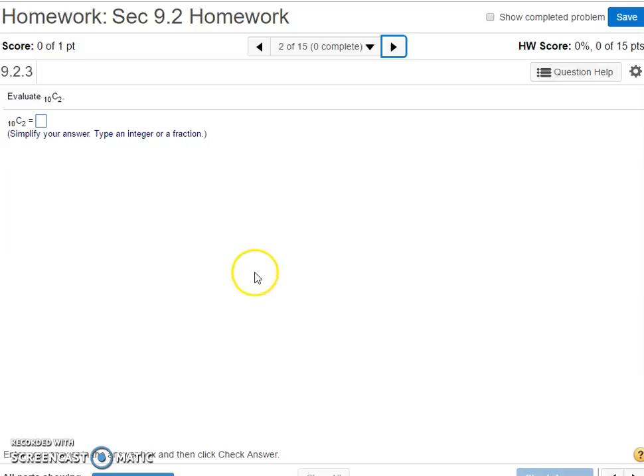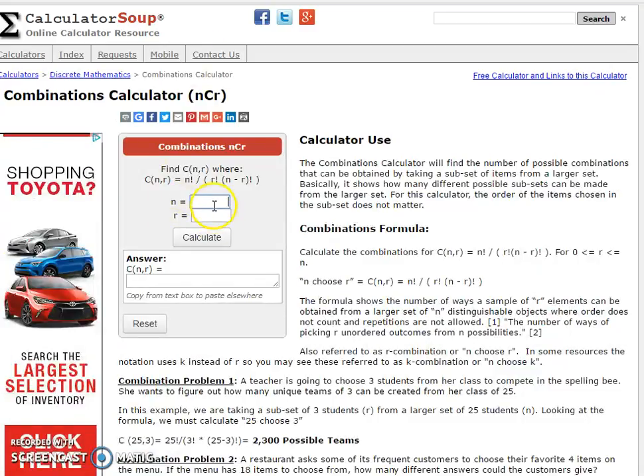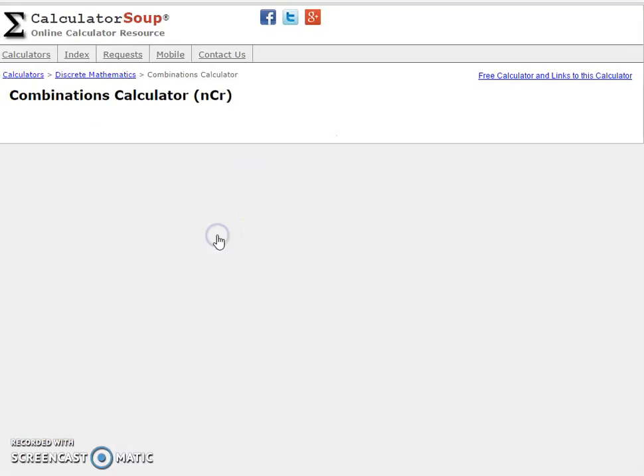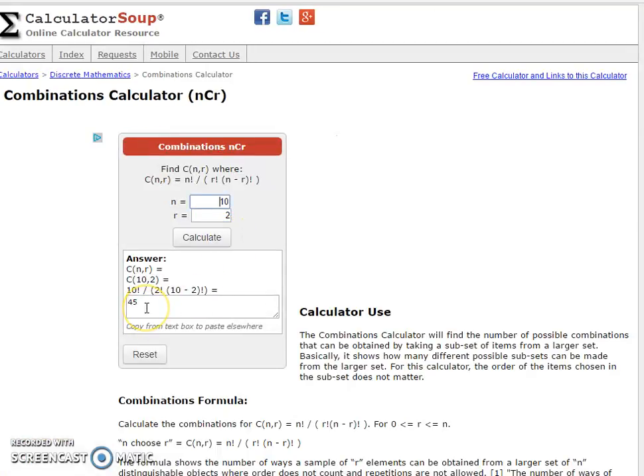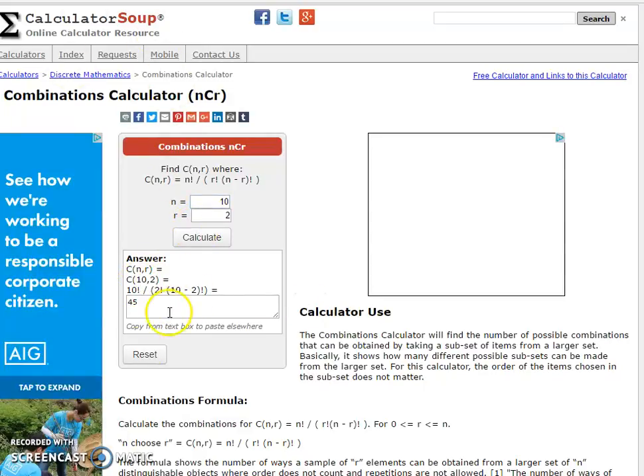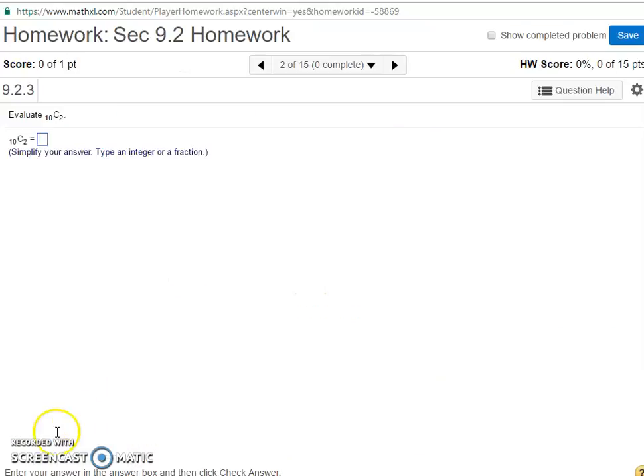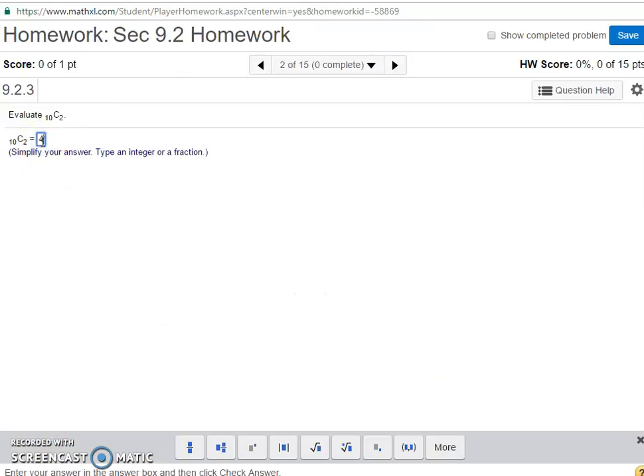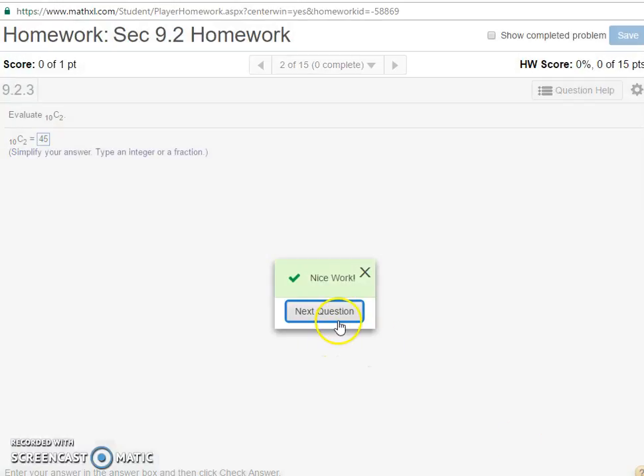A good combination calculator would be, so we need to do 10 choose 2. A good calculator would be if I go in here, for my n, I'm going to put my 10. For my r, I'm going to put my 2. I'm going to calculate. So it's going to give me 45. So it's telling me that 10 choose 2 is 45. If I go back to my homework and I put in my 45, it'll tell me we did a great job.